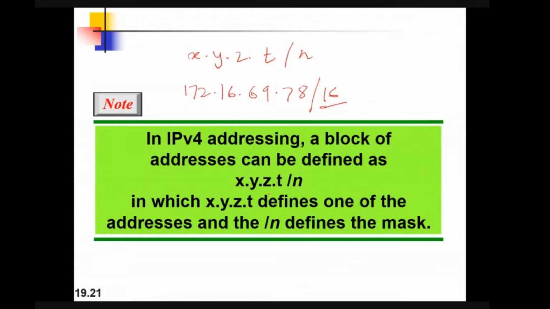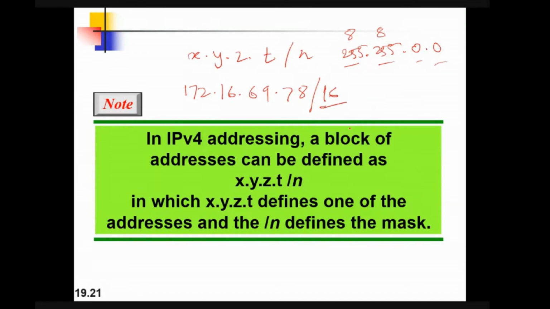Here x.y.z.t defines one of the addresses and /n defines the mask. So this /16 defines the mask. The meaning of this is there are 16 ones in the mask. 16 ones means 255.255.0.0: these are 8 all ones and these are 8 all ones. So this is 255, this is 255, 0, 0.